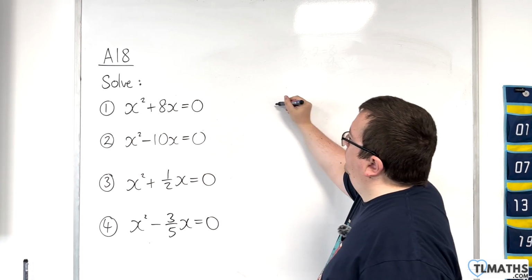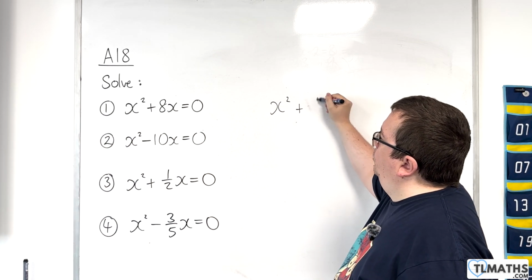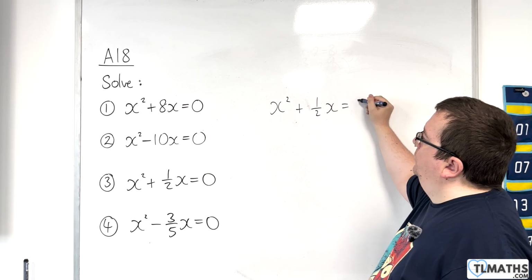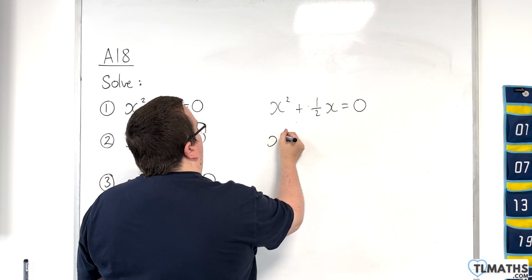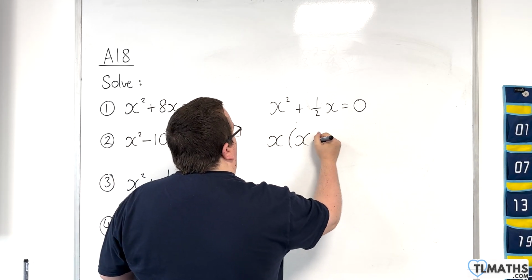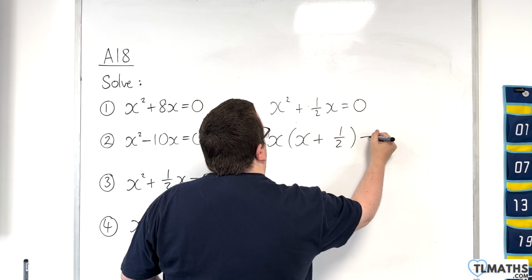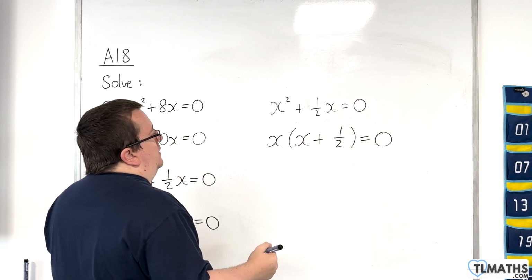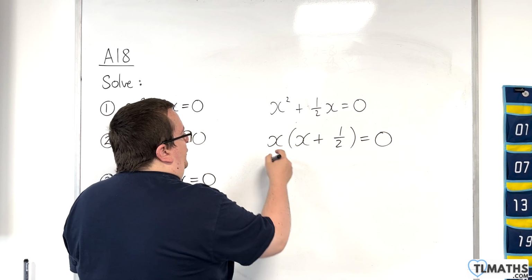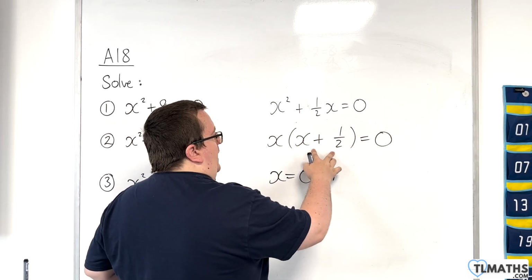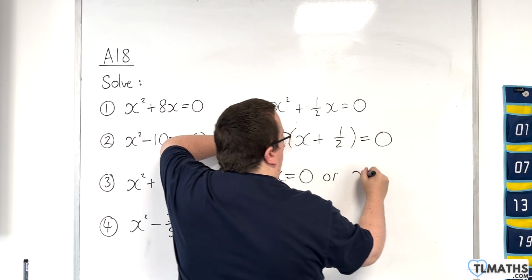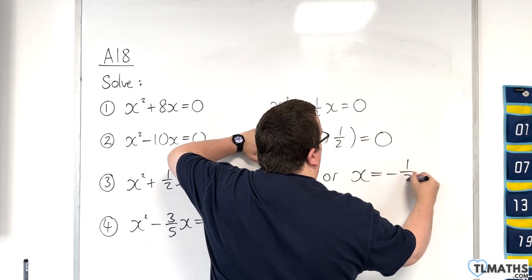So the third one, x squared plus 1/2 x is equal to 0. Both terms have an x involved, so let's factor the x out and have inside the bracket x plus a half. So either the x is equal to 0 or x plus a half is equal to 0, which in that case is x equals minus a half.